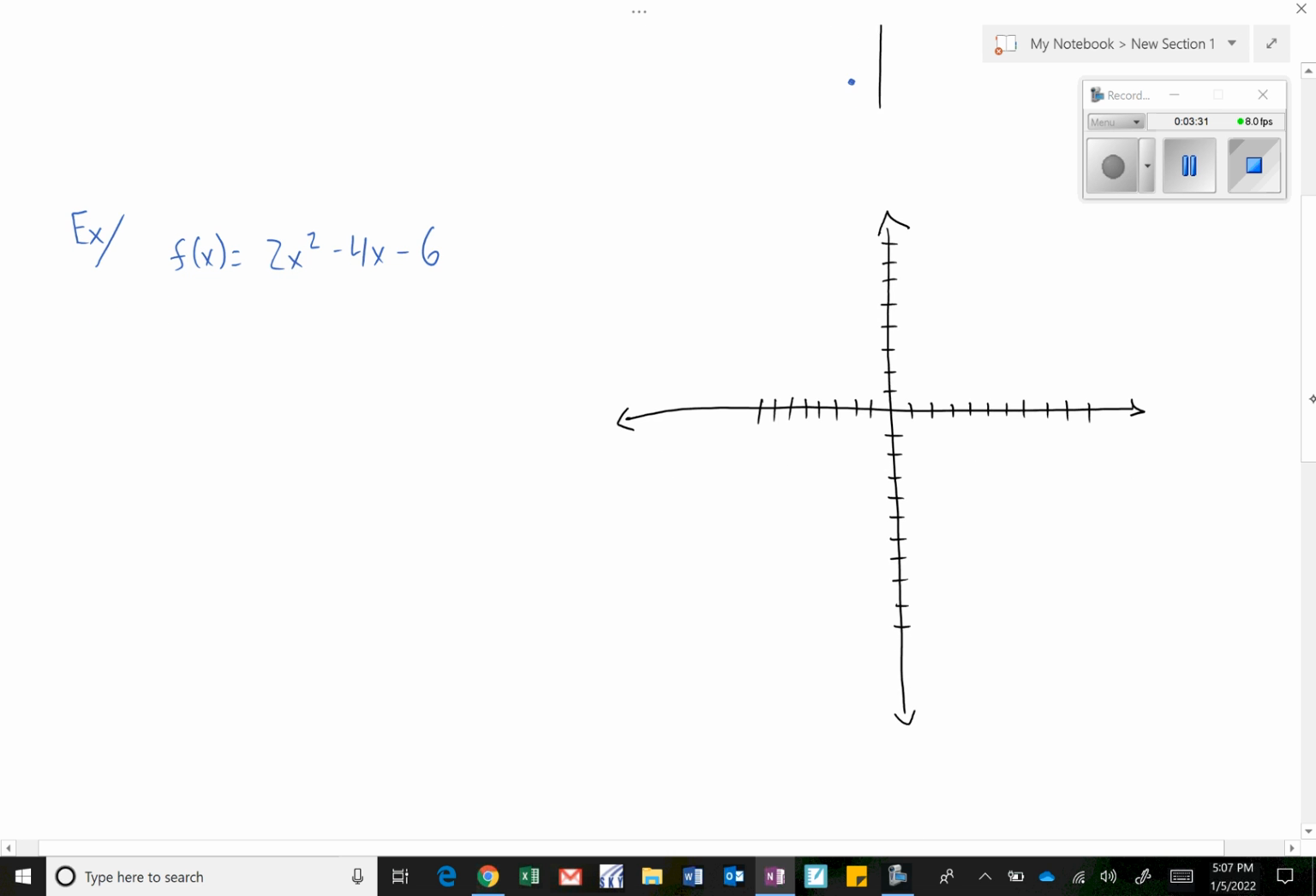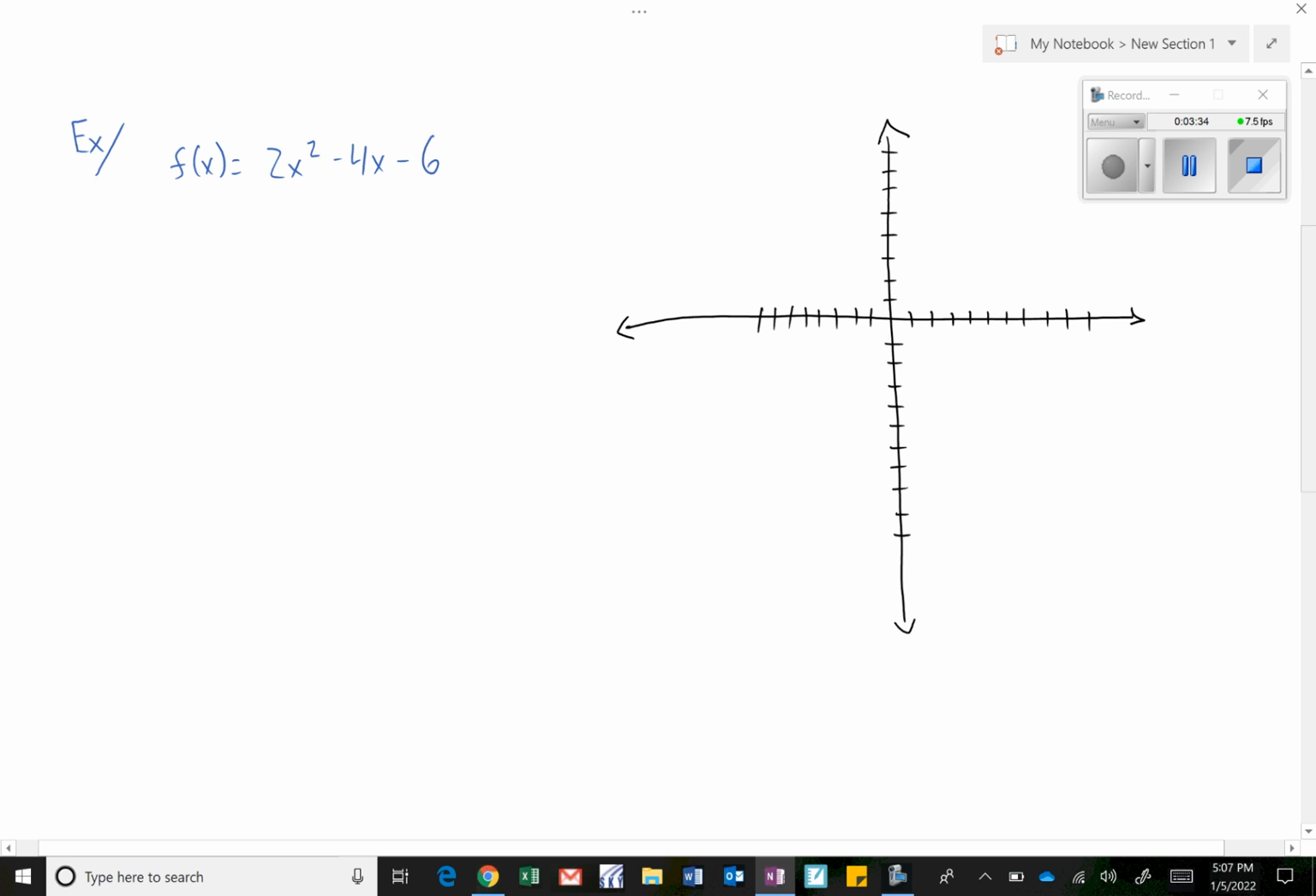I'm going to graph this quadratic. f of x is 2x squared minus 4x minus 6. I'm going to graph this guy, and then I'm going to point out a few key points on the graph, a few key details about it. So let's just go ahead and dive right in. Let's make our xy table.